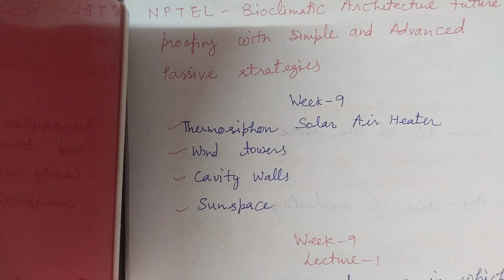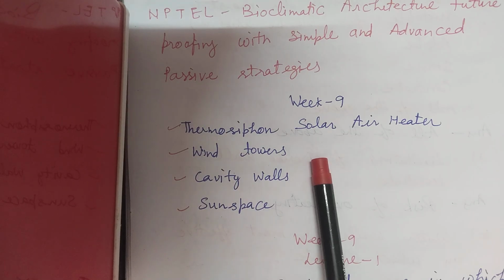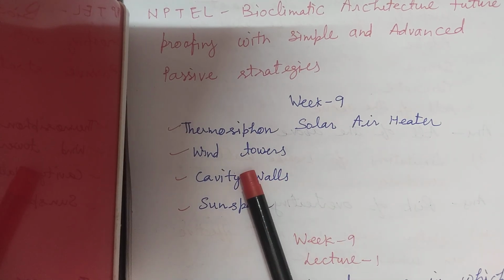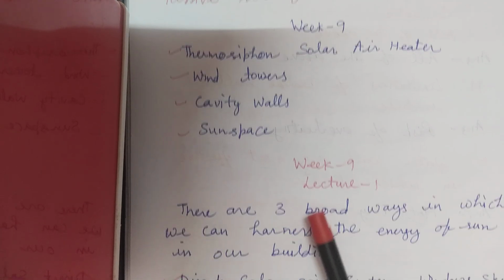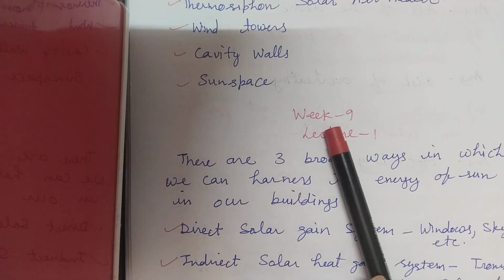First lecture is on thermosiphon solar air heater. Second lecture covers wind towers. Third one is on cavity walls and fourth one is on sun space. Now starting with lecture 1 of week 9.